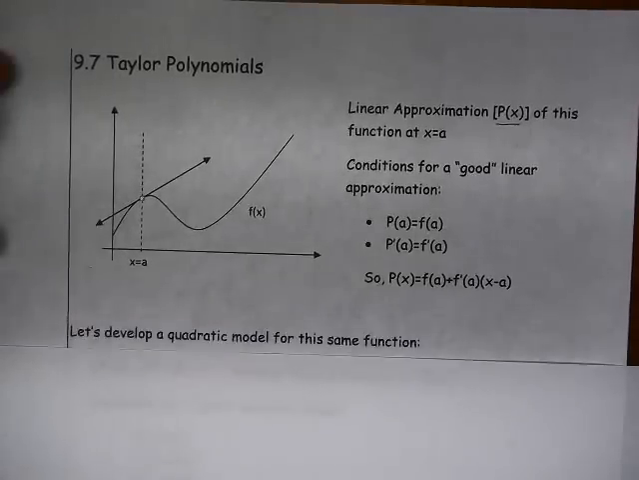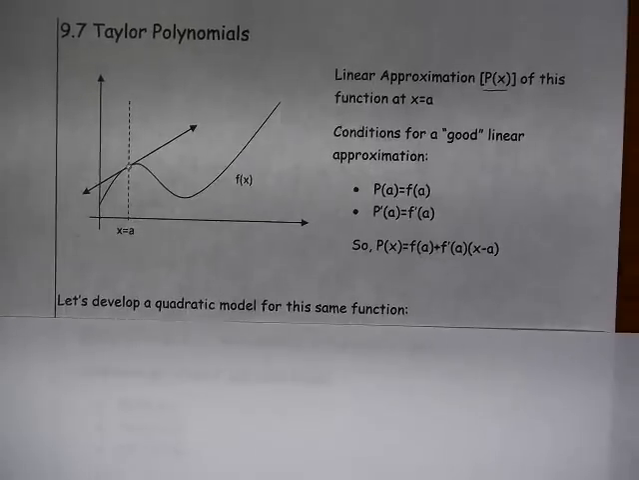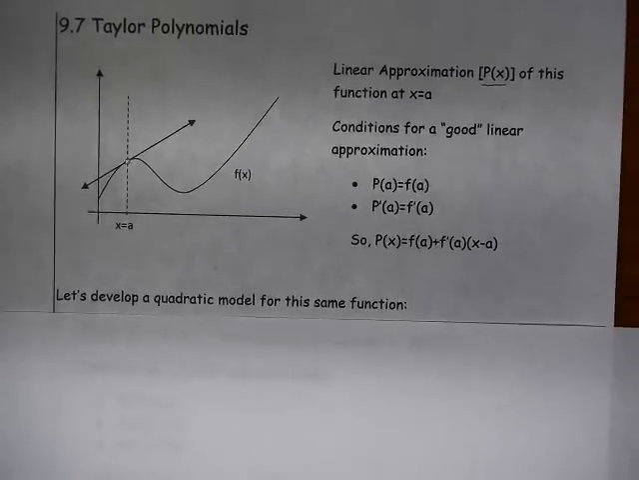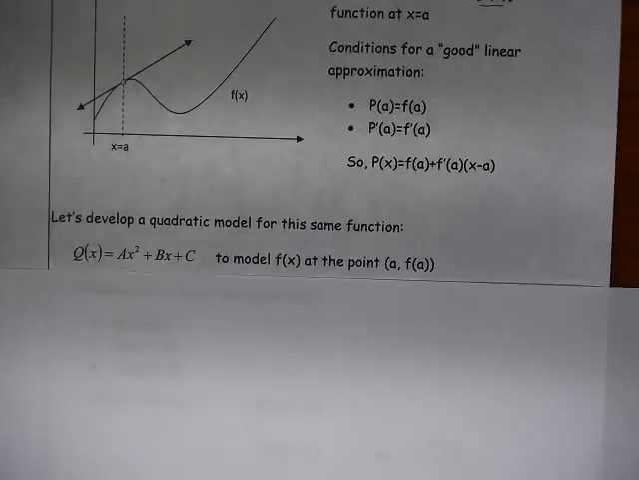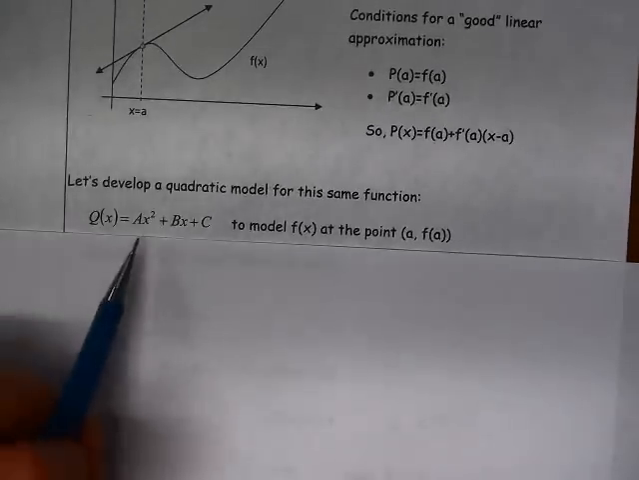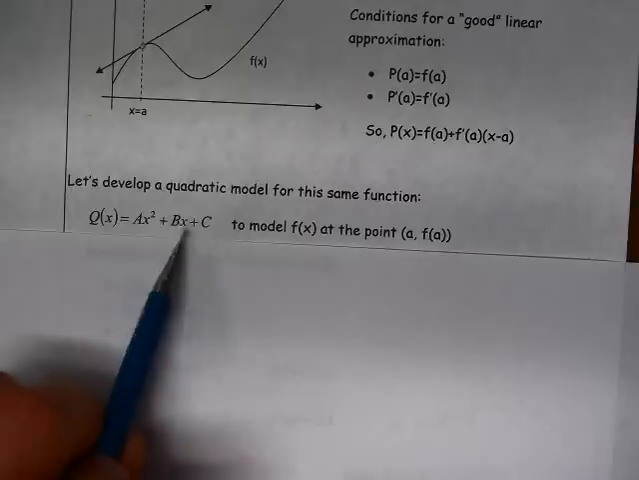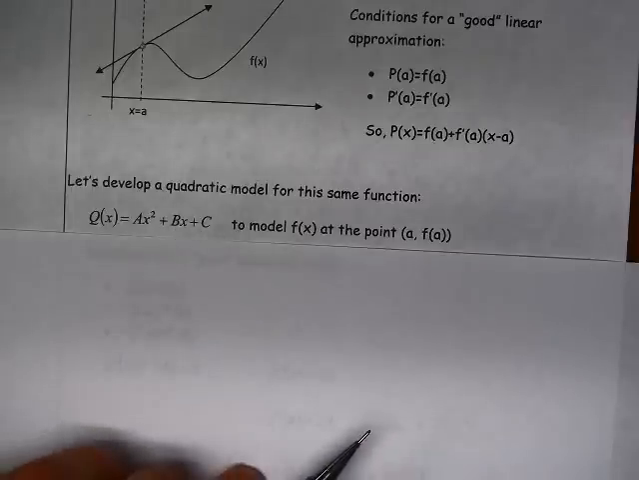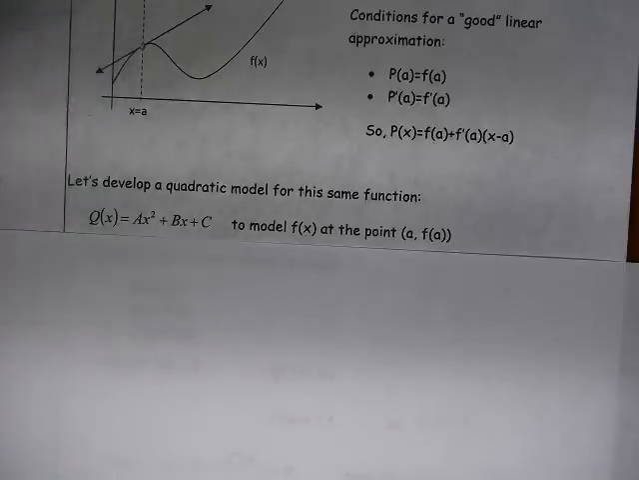So let's extend this idea, and I want to develop now a quadratic model for the same function. I'm going to say the quadratic model, q of x, looks like this. It's some quadratic with coefficients: a x squared plus bx plus c, and I want to model that function f of x at the point x equals a. Of course, it has to go through this point again, so it's going to go through f of a as well.